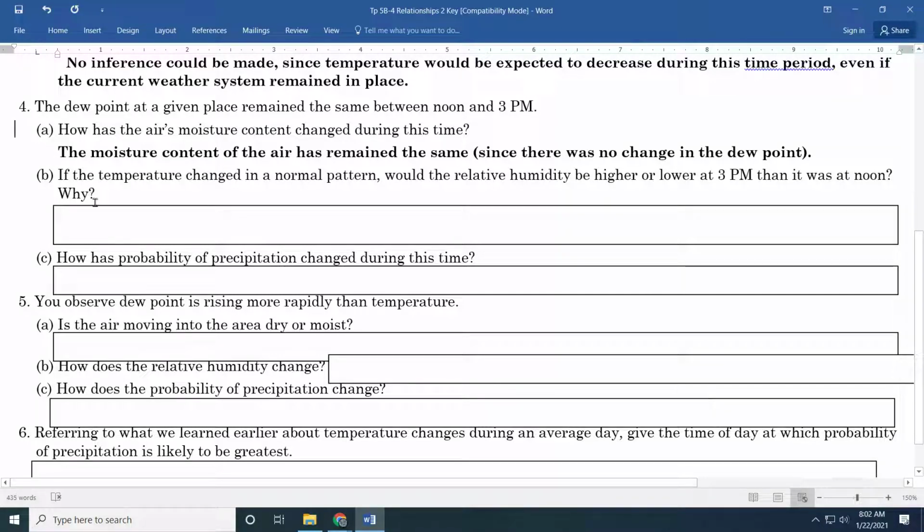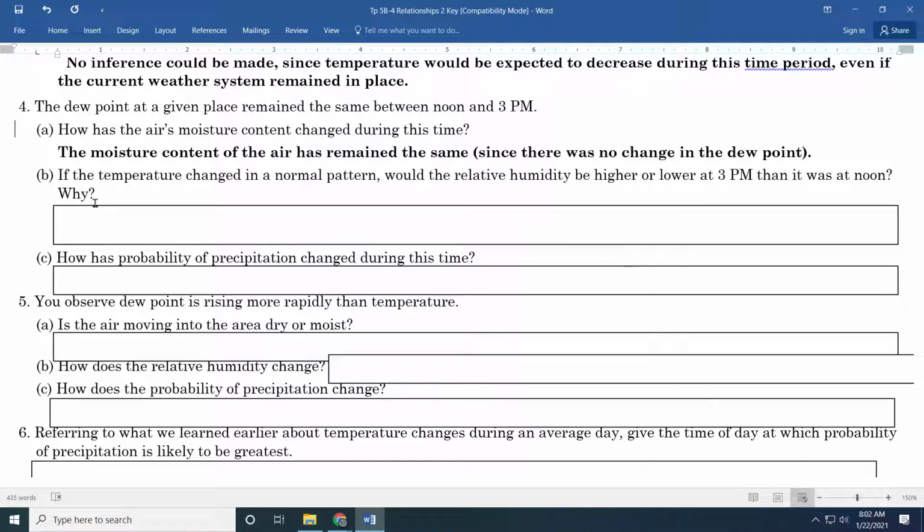B, if the temperature changed in a normal pattern, meaning it warmed up from noon until 3 p.m., like we would expect, would the relative humidity be higher or lower at 3 p.m. than it was at noon? So in this situation, you can go all hypothetical, or I like to just shove in numbers so I can sort of think with those.